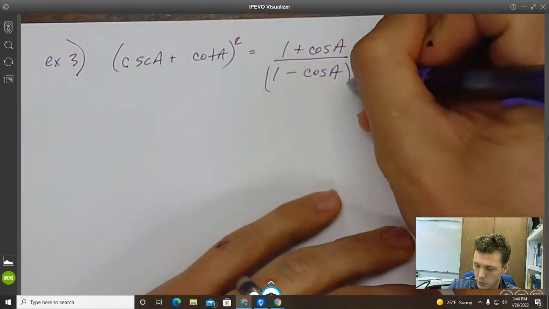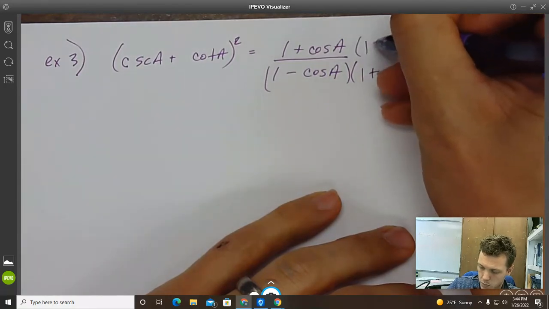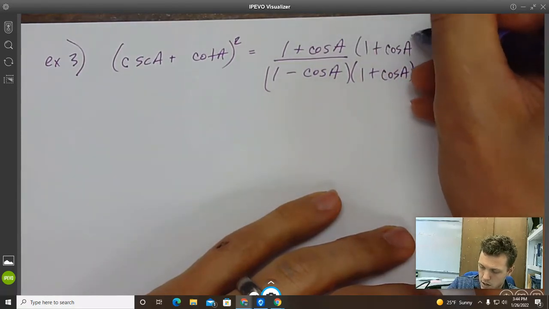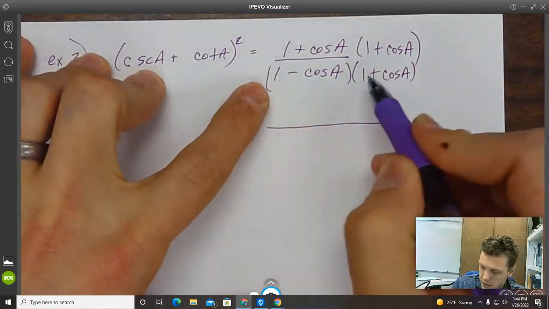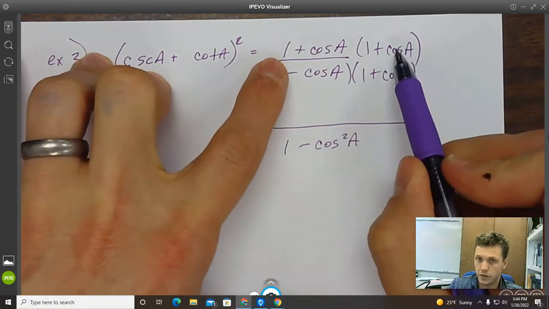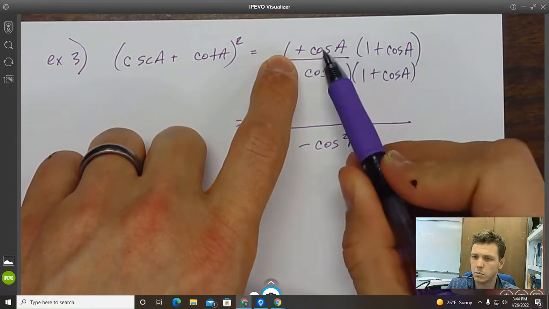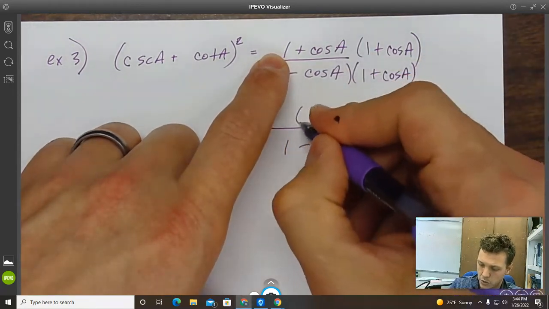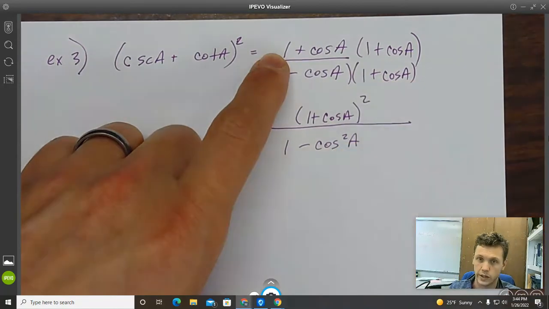I'm going to multiply by the conjugate, one plus cosine of a, one plus cosine of a. So when I multiply here, I'm going to end up with 1 minus cosine squared of a. And on the numerator, notice I've got 1 plus cosine of a times 1 plus cosine of a. So instead of multiplying that out, I'm just going to write this as 1 plus cosine of a squared.